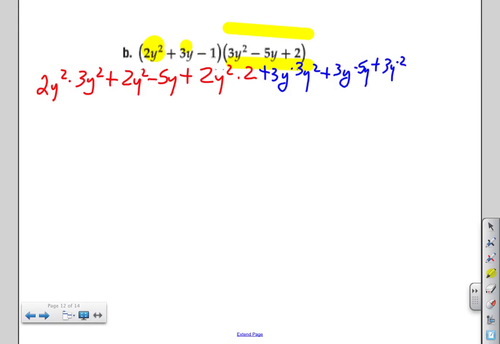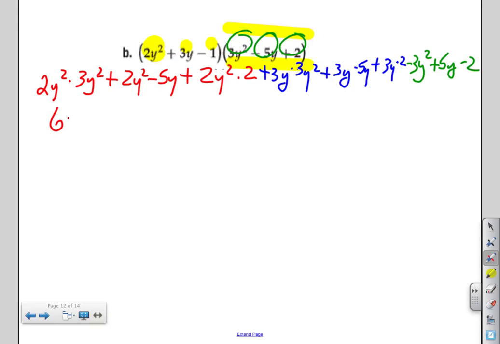And now I'm going to multiply the negative 1 times everything. So that's pretty easy. I'm just going to have to change the signs. Minus 3y squared plus 5y minus 2. All I had to do was change each of the signs to multiply by negative 1. All right, let's look for our like terms. Oh no, let's multiply it out first.